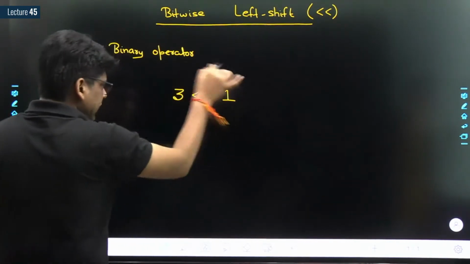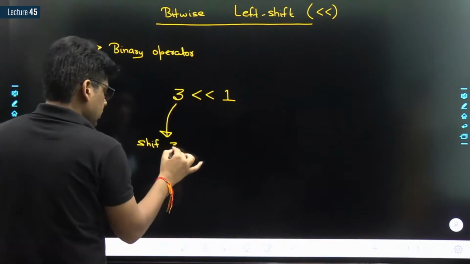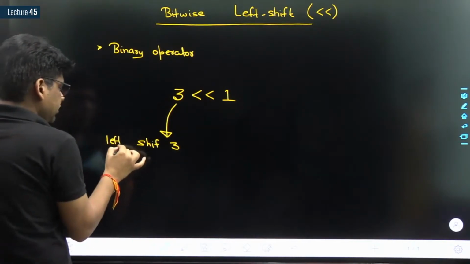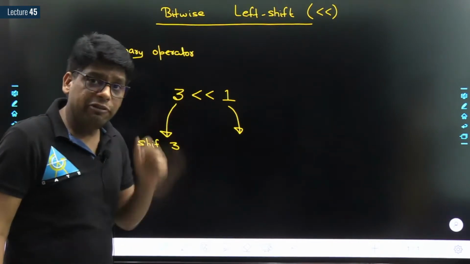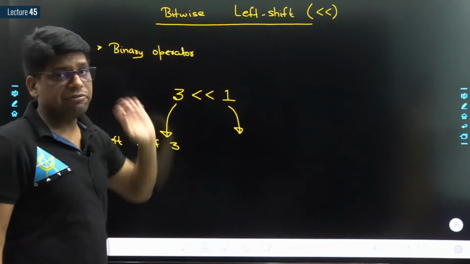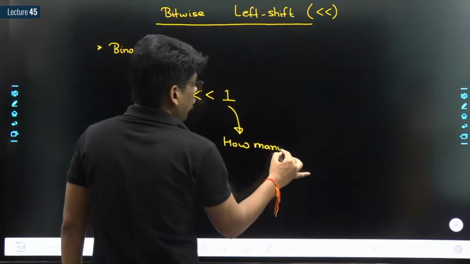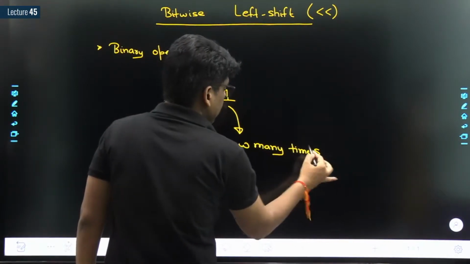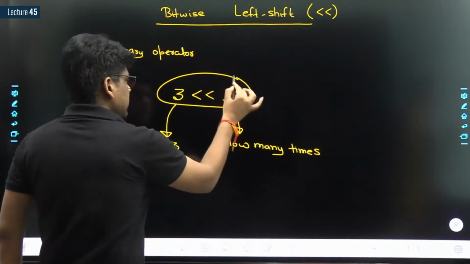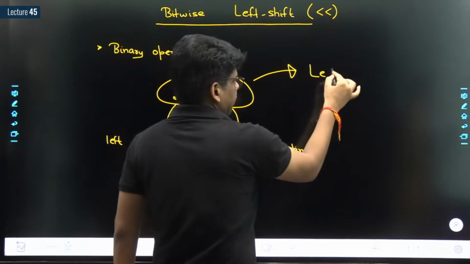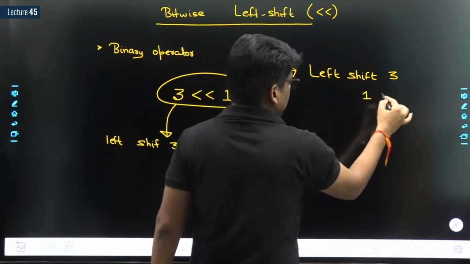So what is the meaning of this? The meaning of this is we are saying left shift 3. The first operand is saying on which operand we need to perform left shift, and the second operand says how many times we are required to left shift 3. So as per this expression, this is saying left shift 3 one time.